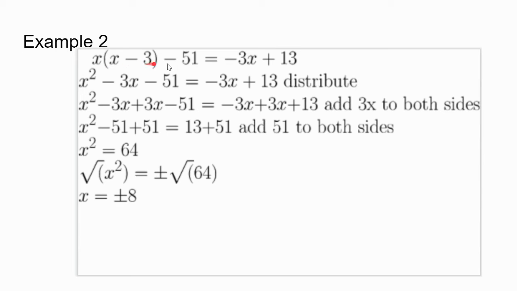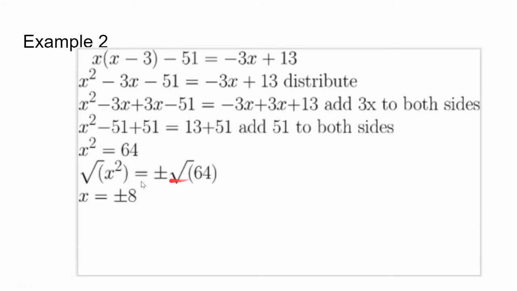X times quantity x minus 3 minus 51 equals negative 3x plus 13. I'm going to distribute. So x times x is x squared. X times 3 is 3x. That's a minus, a minus. This hasn't changed. I'm going to add 3x on both sides. So these are going to cancel out. So I have x squared minus 51 equals 13. I'm going to add 51 on both sides. These are going to cancel out. And 51 plus 13 is 64. So I have x squared equals 64.